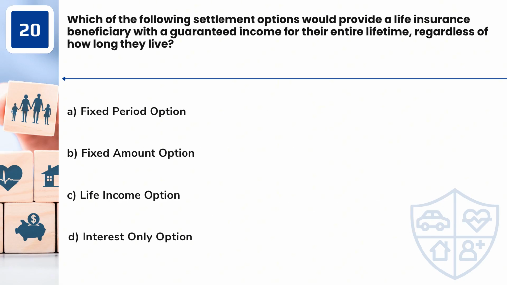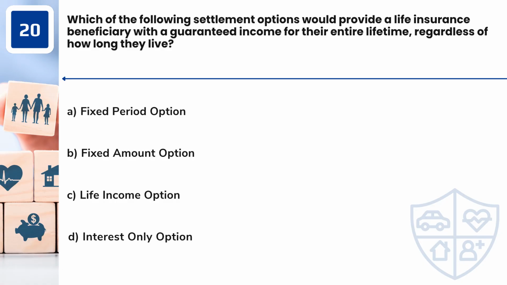Question 20. Which of the following settlement options would provide a life insurance beneficiary with a guaranteed income for their entire lifetime, regardless of how long they live? A. Fixed period option. B. Fixed amount option. C. Life income option. D. Interest only option.